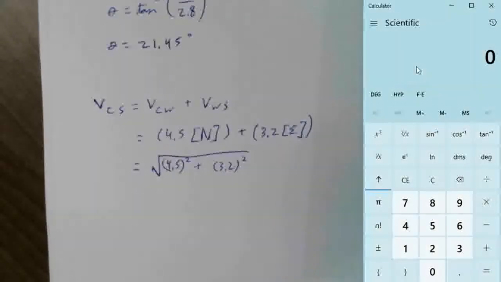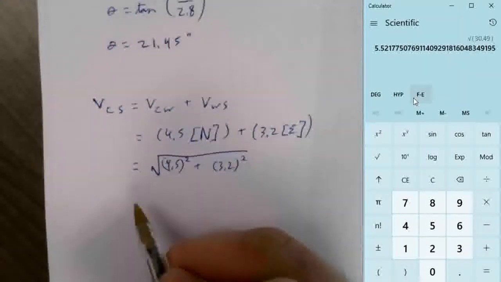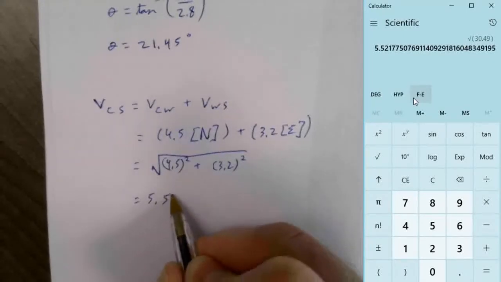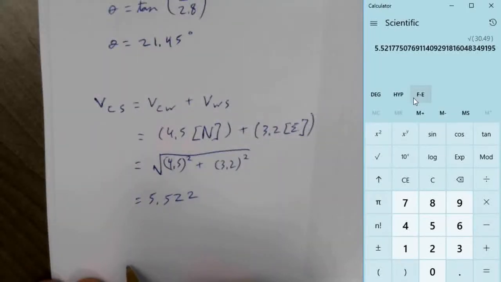So 4.5 squared plus 3.2 squared. Let me do this on the side here. 4.5 times 4.5 plus 3.2 times 3.2. And the square root of that works out to 5.522.